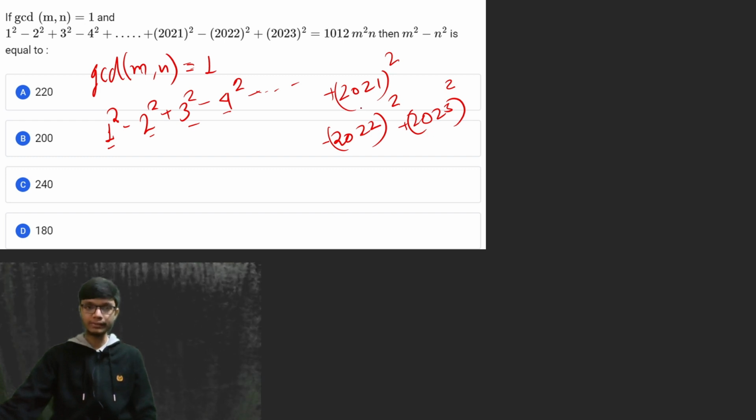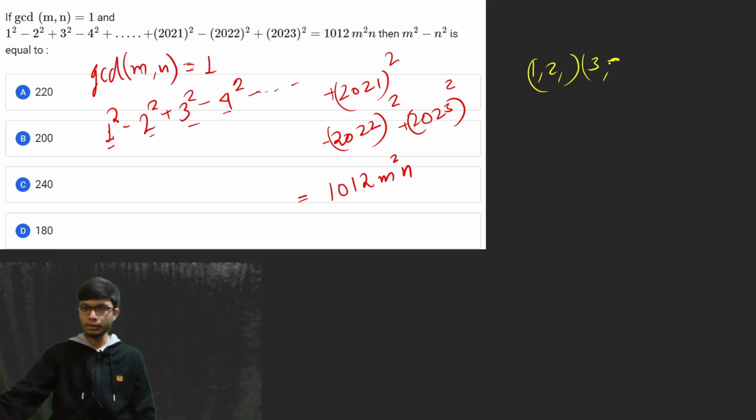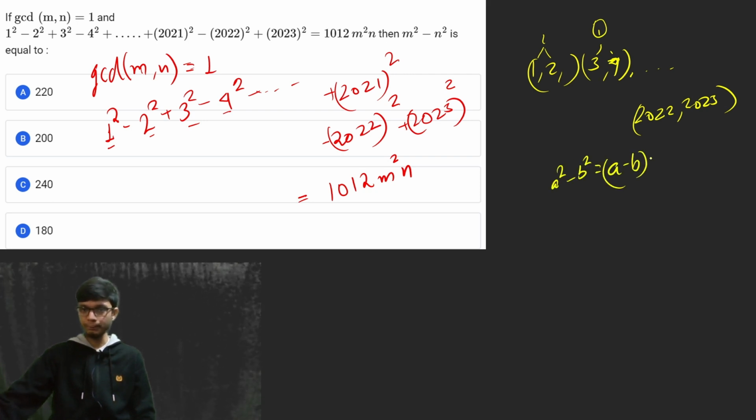Okay, if you look at these terms, it is said that this summation is equal to 1012 m square n. Now what I am talking about: if you take the consecutive terms, 1 and 2, 3 and 4, and similarly 2022 and 2023, you can find that the difference between each pair is equal to 1. All of them have a difference equal to 1. Now why am I saying so? Because you know the formula a square minus b square is equal to a minus b into a plus b. Okay, I can write this like that.